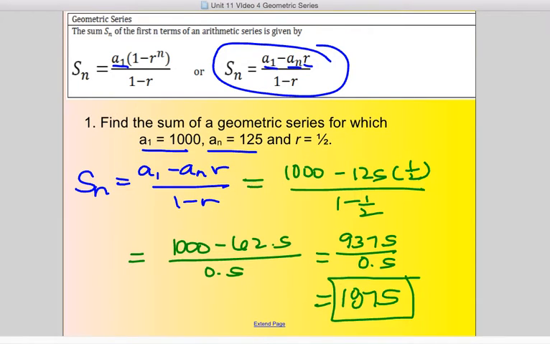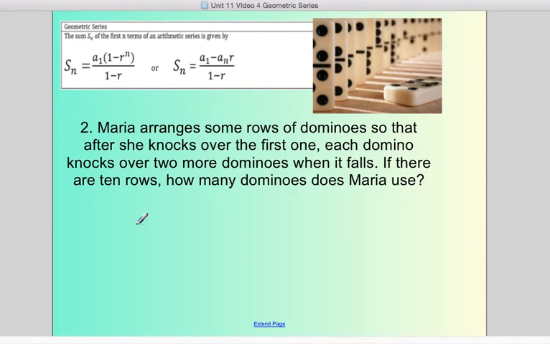Okay, example 2. Maria arranges some rows of dominoes so that after she knocks over the first one, each domino knocks over 2 more dominoes when it falls. Okay, when it's 2 more, so that's telling me my rate is 2. If there are 10 rows, so that's my n, how many dominoes does Maria use? We also know our a sub 1, the first one. She's starting with 1 domino. She's knocking over 1, and then each one is doing 2 more. So I have r, and I have n.